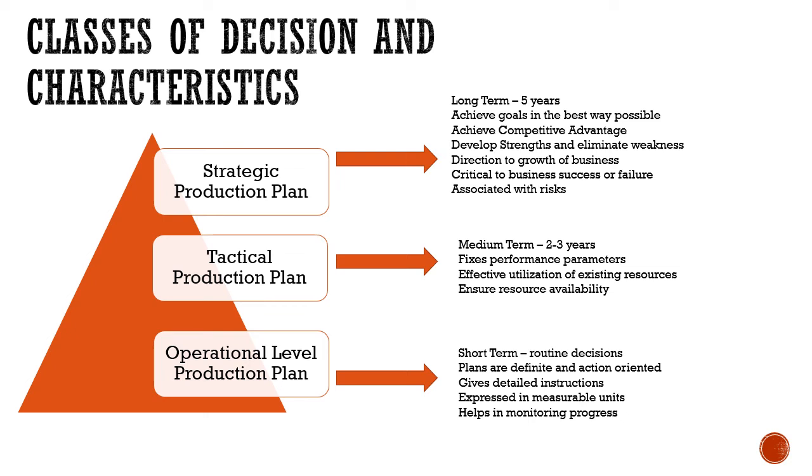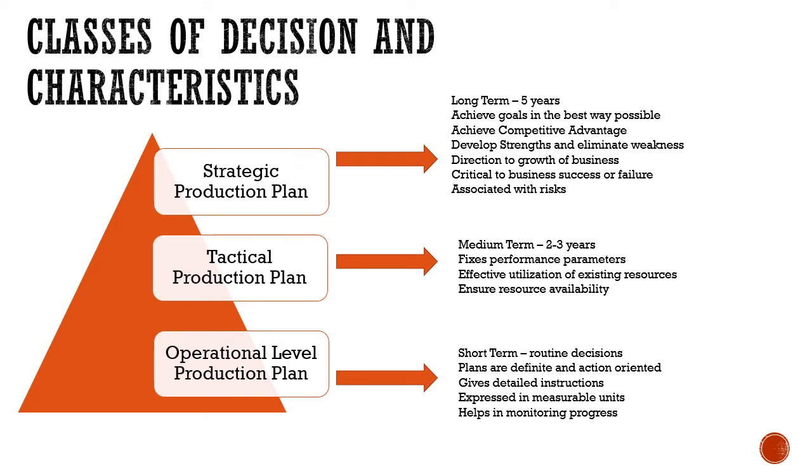So once again, let's take a look at the characteristics of all the classes of decisions which we have mostly covered. So the strategic production plan, like I mentioned earlier, is a long-term plan for 5 years. It's for achieving the goals in the best possible way. It is for achieving a competitive advantage over the other companies in the market. A strategic plan is developed understanding what the strengths are, what the weaknesses are, and trying to eliminate those weaknesses.